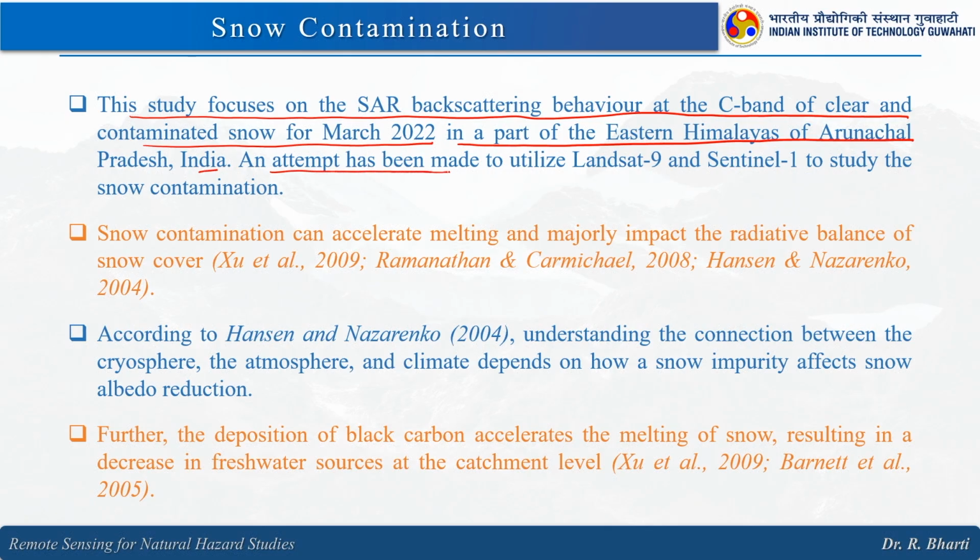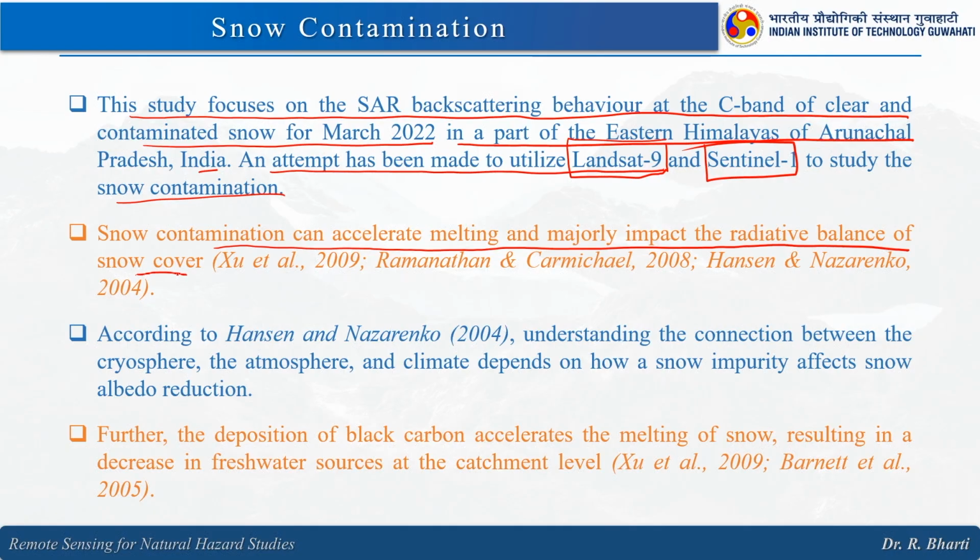An attempt has been made to utilize Landsat 9. So, we have used optical data also here, and the Sentinel-1 to study the snow contamination. Snow contamination can accelerate melting and majorly impact the radiative balance of the snow cover, and we have understood how it is behaving when there is a change in the albedo.